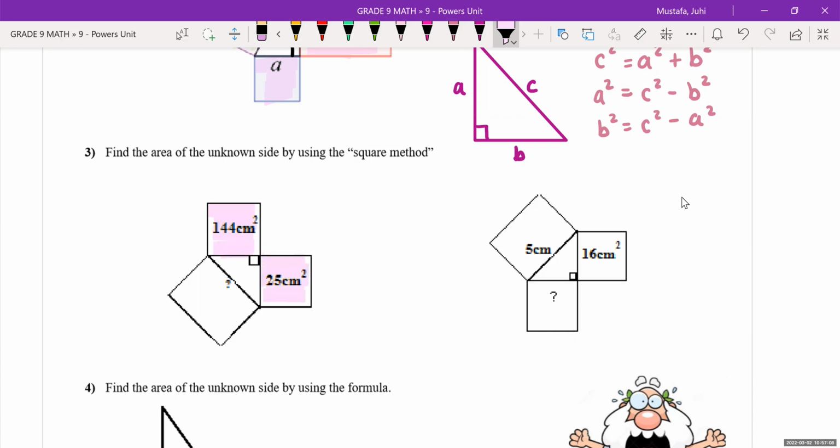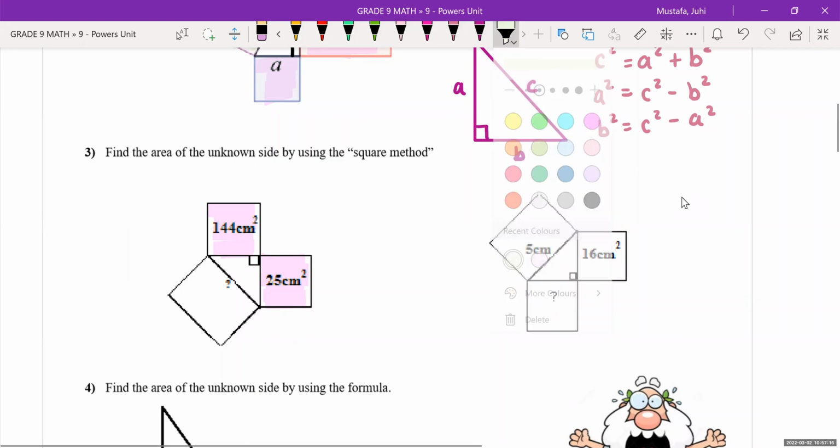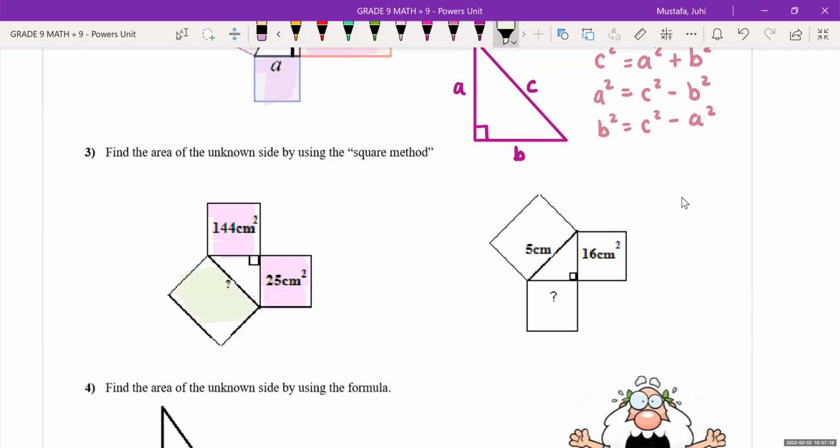So if we were to highlight them, we would put pink or whatever color you want to use. I'm just going to go ahead and use what I used above. So I'm going to use pink to describe the two small squares. And the rule is, like I said before, if you add up the areas of those small squares, it should give you the area of the large square. So what would be the area of this green square? Yeah, so all you would do to find the area of this is you would add together 144 plus 25. And that would give you 169 centimeters squared.